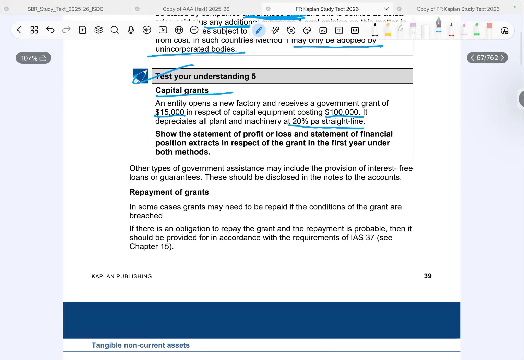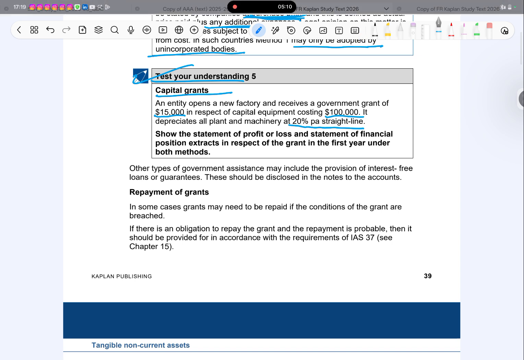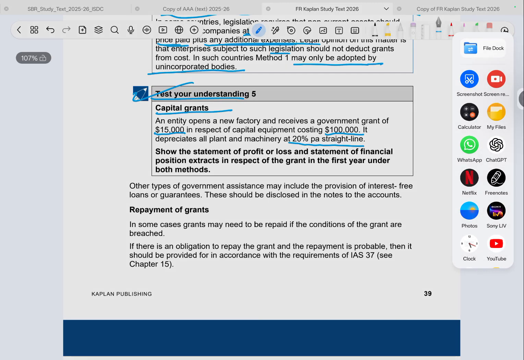Now let's do this test your understanding. An entity opens a new factory and receives a government grant of $15,000 in respect of capital equipment costing $1 lakh. It depreciates all plant and machinery at 20% straight line basis. Show the statement of profit or loss and statement of financial position extracts in respect of the grant in the first year under both methods. So we'll solve this sum using both methods. Just let me split my screen.